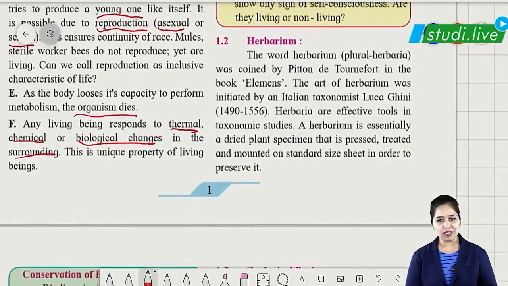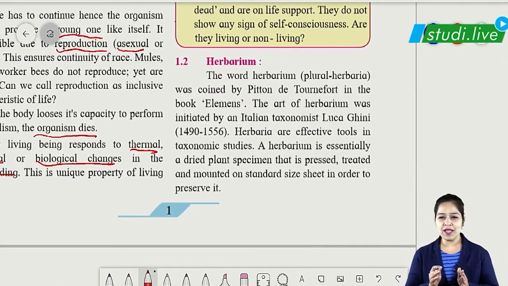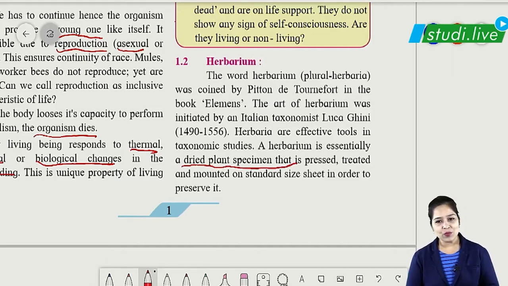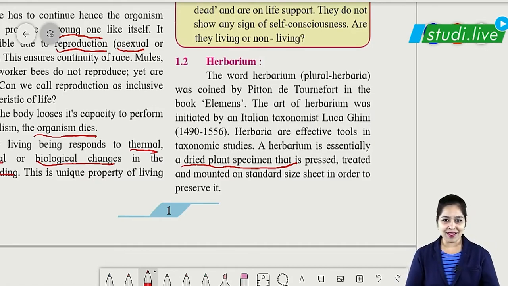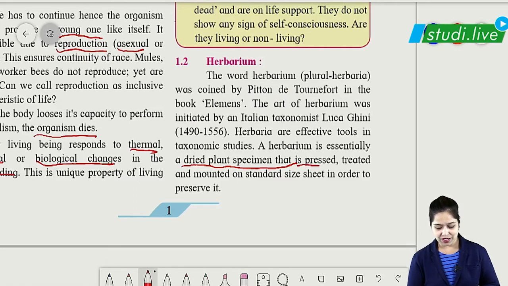So let us begin with the first one, which is the herbarium. As you have heard the name herbarium, it means it contains some kind of plant material. Yes. So this herbarium is nothing but a place where dried plant material is kept. When we say herbarium, it's a dried plant specimen, pressed and treated. Remember, during our childhood, we used to keep leaves in our books for drying. We were actually practicing this technique of herbarium. So this herbarium is a place where dried plant specimens are pressed and treated.